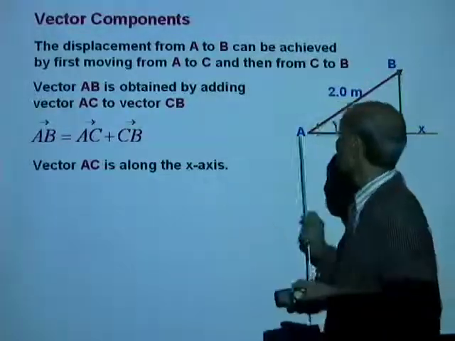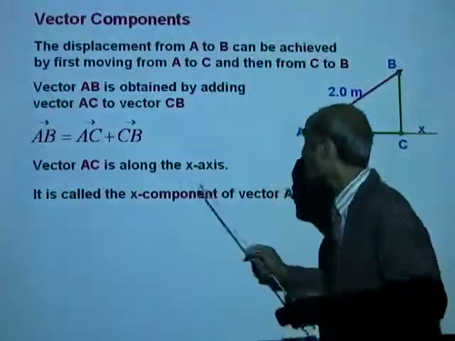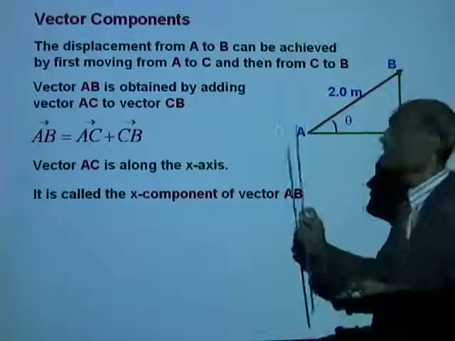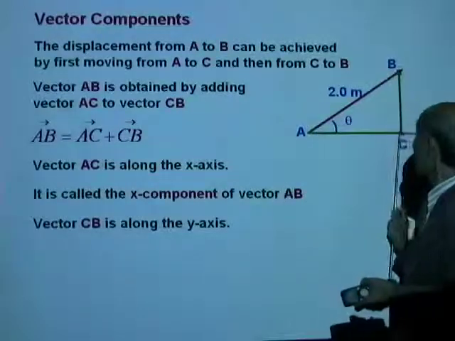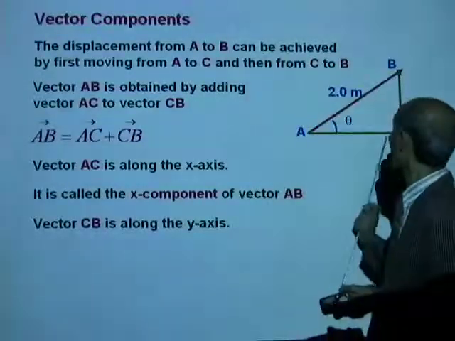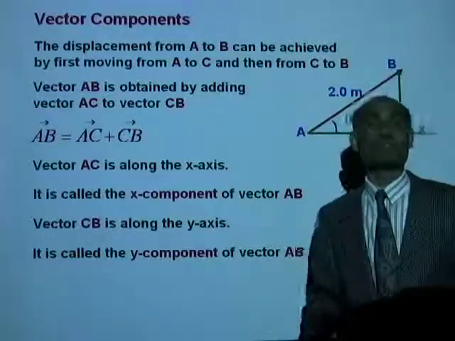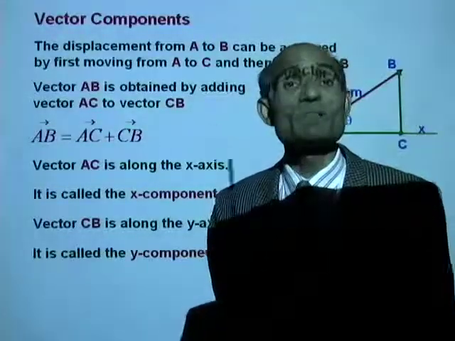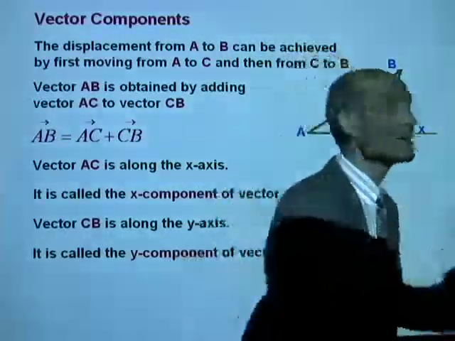Vector AC is along the x-axis and it is called the x-component of vector AB. So vector AC is the x-component of vector AB. In a similar way, vector CB is along the y-axis and therefore vector CB is called the y component of vector AB. Any given vector can be broken into an x component and a y component.